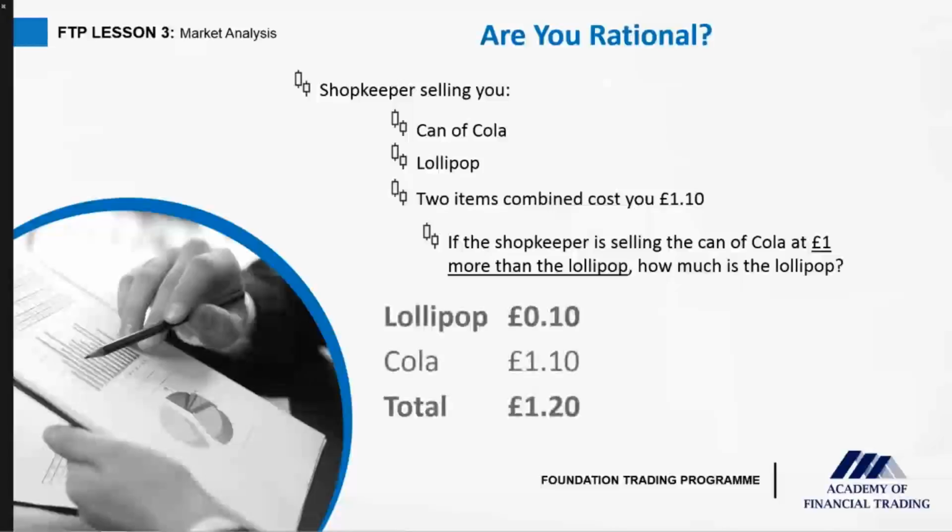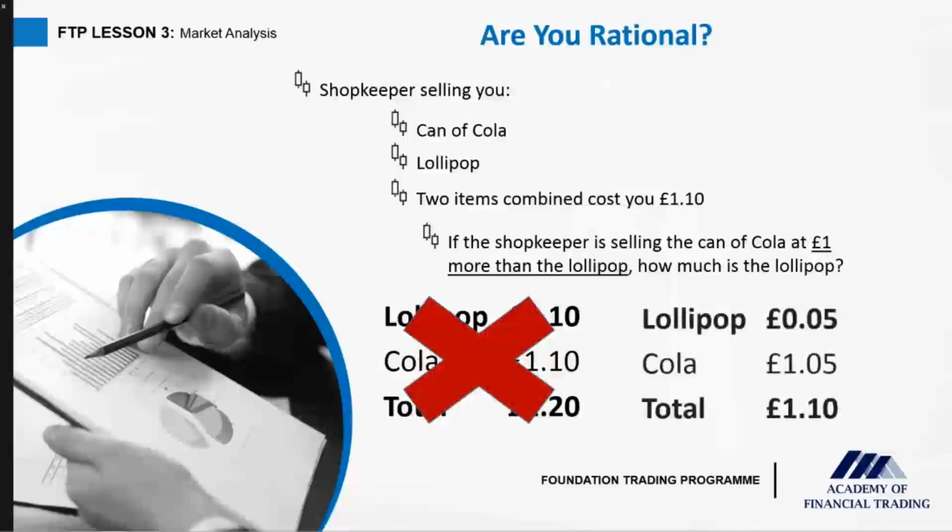So it does seem like a very simple calculation to make, but if you said the lollipop cost 10p, you would be wrong. Now, please don't worry, most people do happen to get this wrong. So the lollipop, when you think about it again, has to cost 5p. So therefore the can of cola would be worth £1.05. You add those two together and you get your £1.10 figure. So congratulations, guys, if you were one of the few that got that calculation correct.